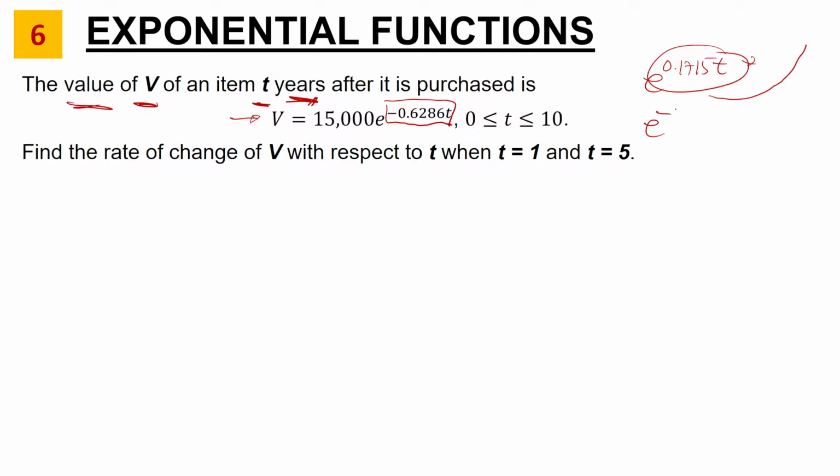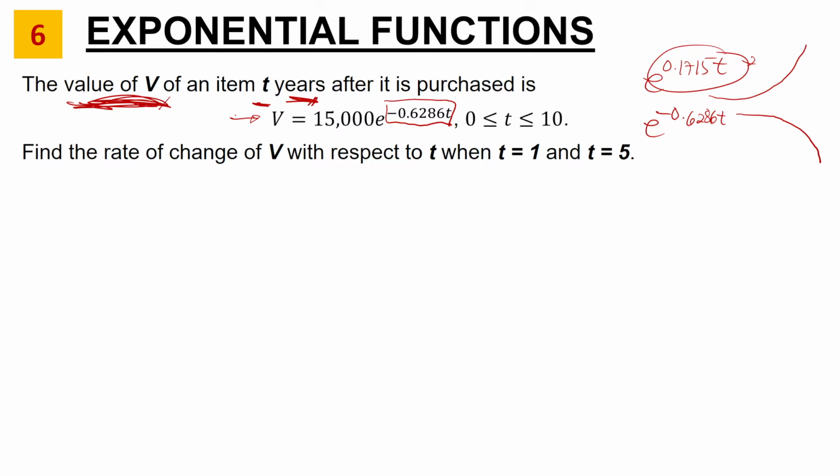That is e raised to negative 0.6286t. And if you look at the graph, that is going down. It means that through time, the value is decreasing. The value of this specific item or valuable is decreasing throughout the years.